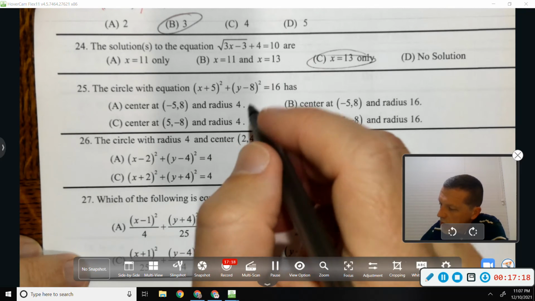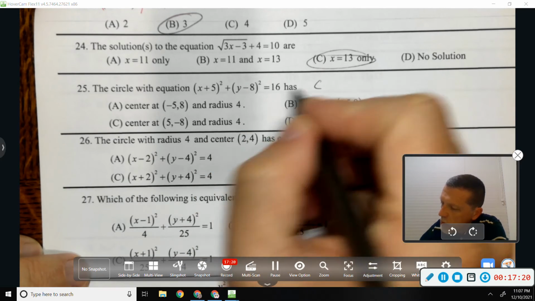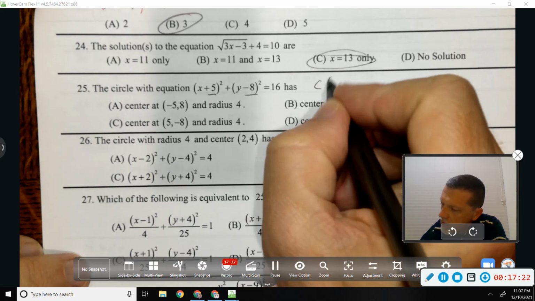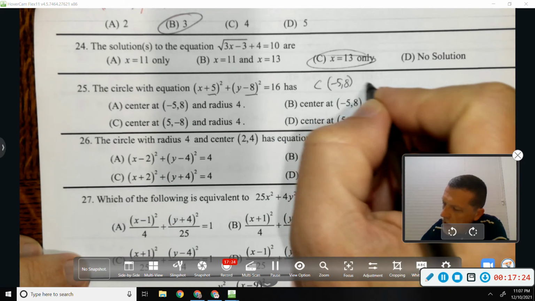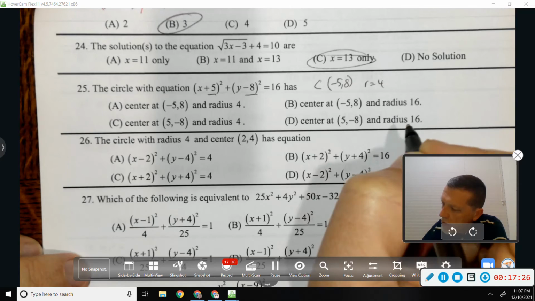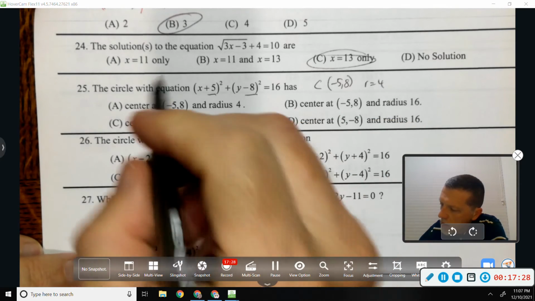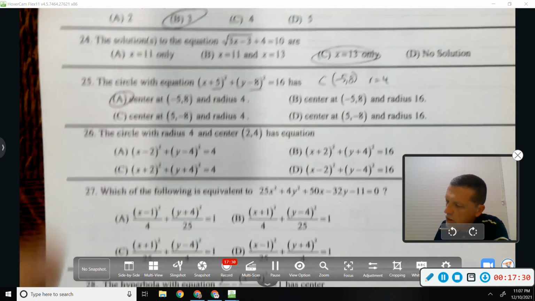25 is back to an easy one here. The center would be at negative 5, 8. And the radius would be 4. So part A. 26, very similar.